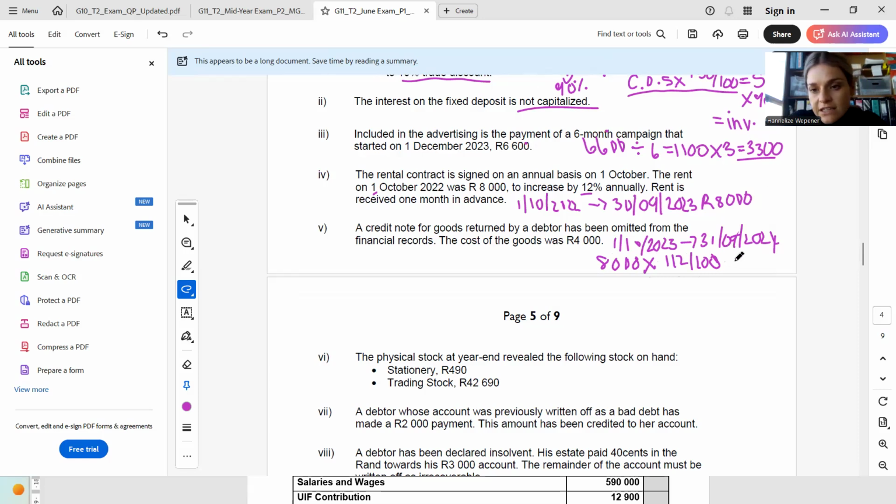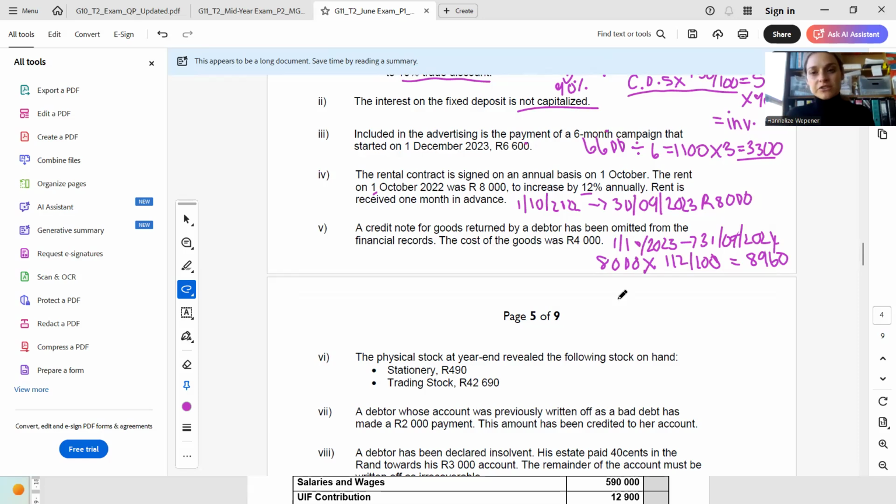So after that increase, it was 8,960. And the zero worked a little bit better. Okay. Looks like a grade 1 child wrote this. So 8,000 Rand before the annual increase on the 1st of October.